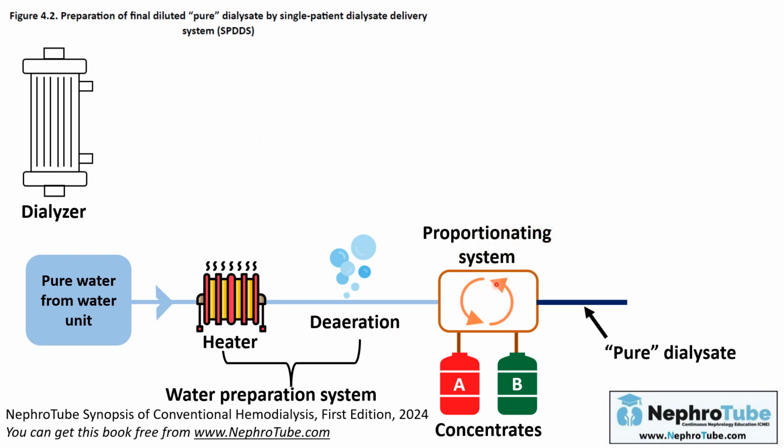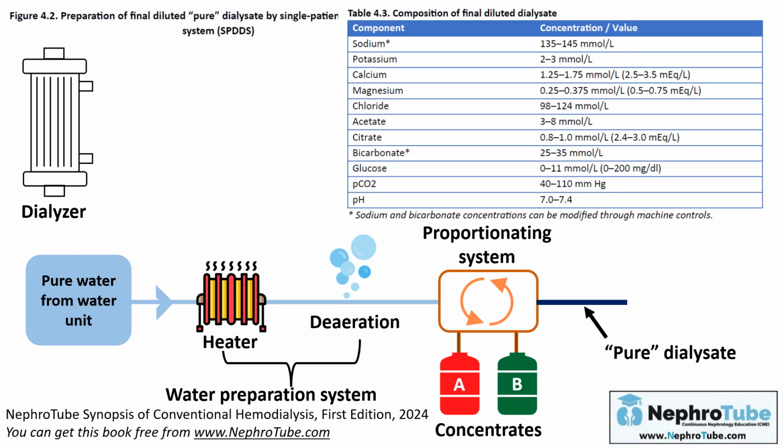After this, the final pure dialysate is formed after the portionating system. The pure dialysate now is water with mixed ratios from A and B concentrates. And this is the final composition of the diluted dialysate. This is the concentration of sodium, potassium, calcium, etc.